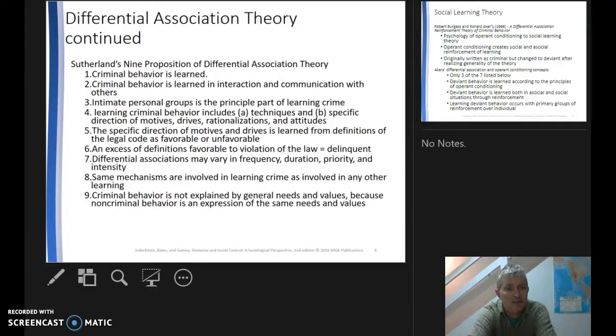He also said the same mechanisms are involved in learning crime as involved in any other type of learning. And criminal behavior is not explained by general needs and values because non-criminal behavior is an expression of the same needs and values. So just because you're poor or not poor doesn't mean you're going to be criminal or not criminal.